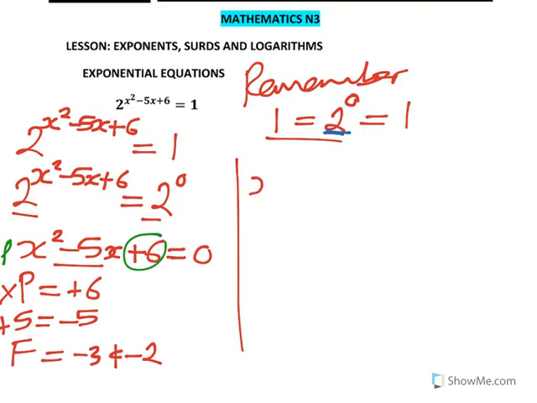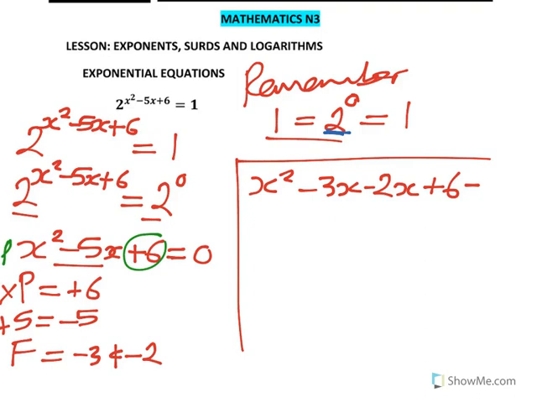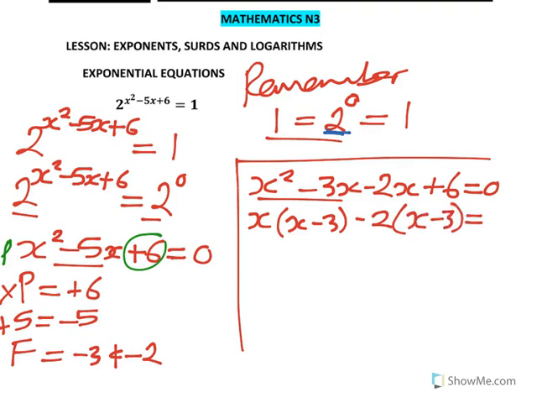So now you are going to have x squared minus 3x minus 2x plus 6 is equal to 0. If you say minus 2x minus 3x, it will give you minus 5x. Take out x in the first two. It will be x(x minus 3) minus 2(x minus 3) equal to 0. For more on factorizing with this product-sum method, please refer to the previous chapters. So (x minus 3)(x minus 2) is equal to 0.